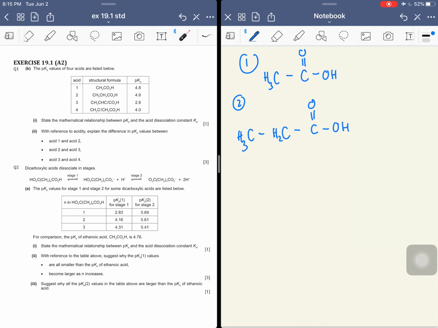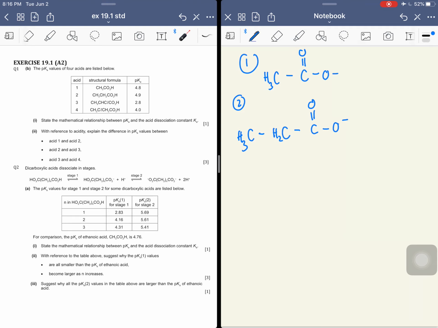Okay, so if you want to talk about the acidity, there are a few arguments or a few explanations that you can use, but the easiest is based on the stability of the anion. Okay, so I will draw it as its carboxylate. Okay, so this is the first acid, which is an ethanoic acid. The carboxylate is ethanoate ion. And the second acid, propanoic acid, the anion is called propanoate ion.